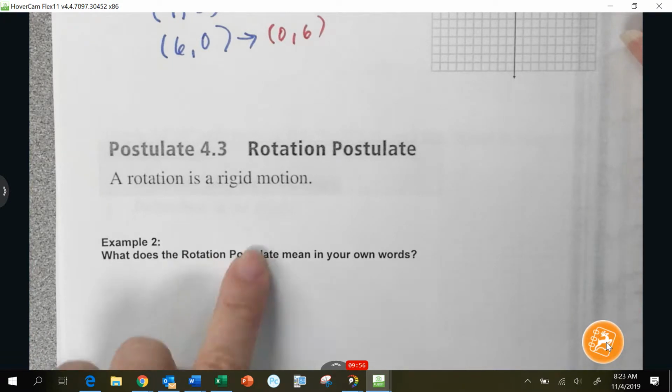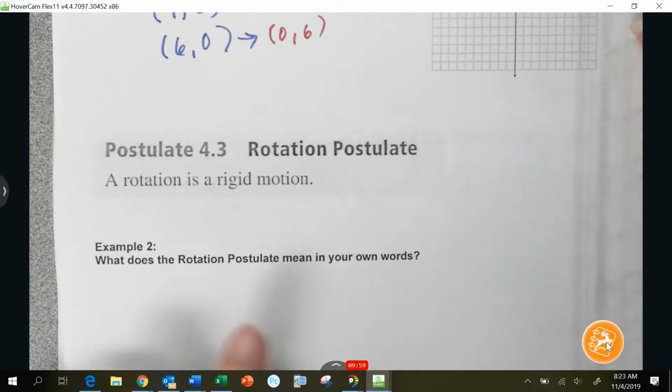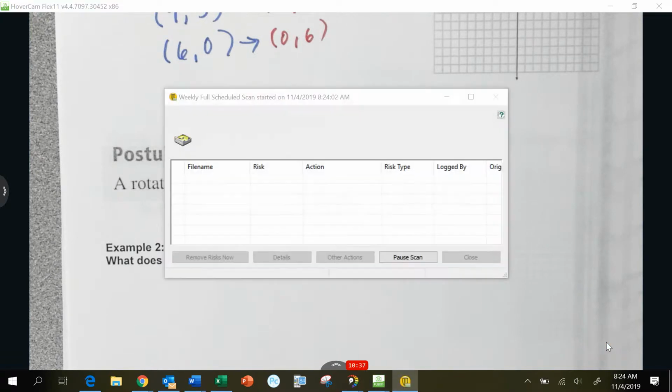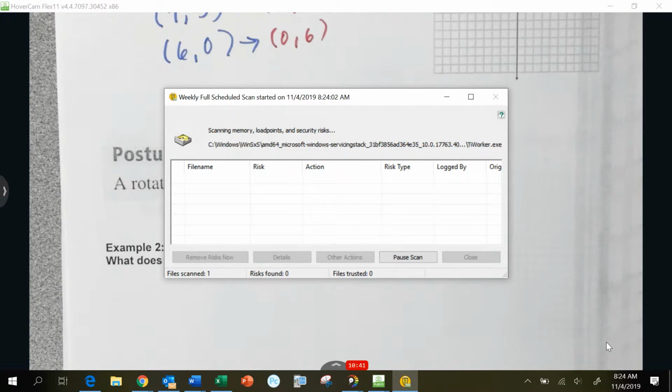Postulate 4.3: a rotation is a rigid motion. In your own words, what does that mean? Write it down. In your own words, what does that mean? I'm going to call in some people, give me their answers. We've talked about rigid motions before.